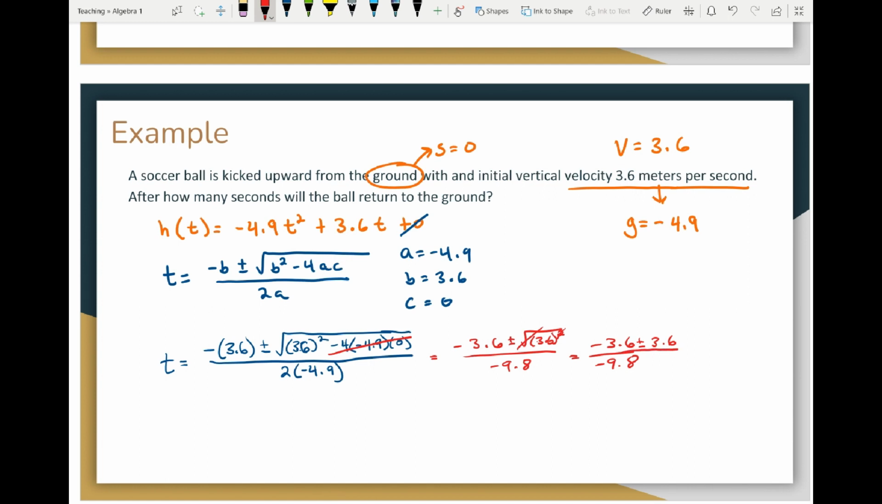And that leaves us with two different options, right? Remember, the plus or minus just means we do the two different things. So we have t is equal to 0 over 9.8 if we add them together, or negative 9.8. And that just gives us 0.